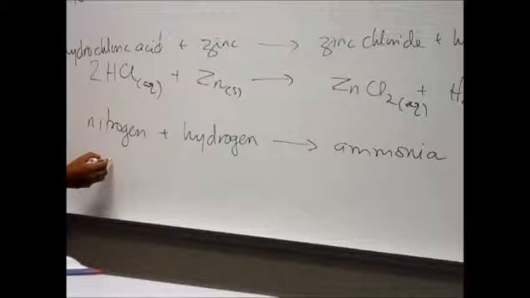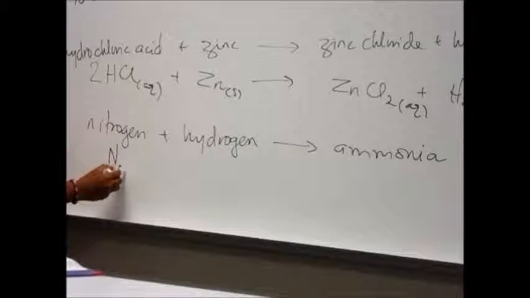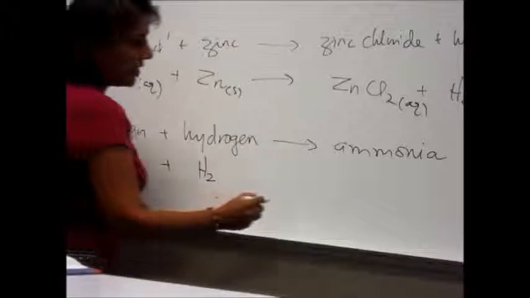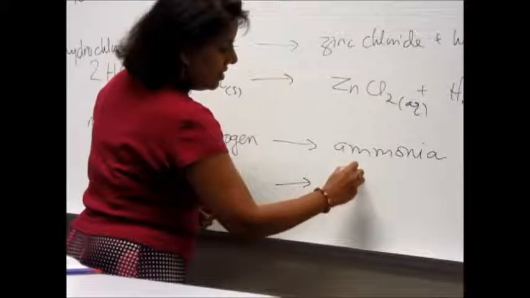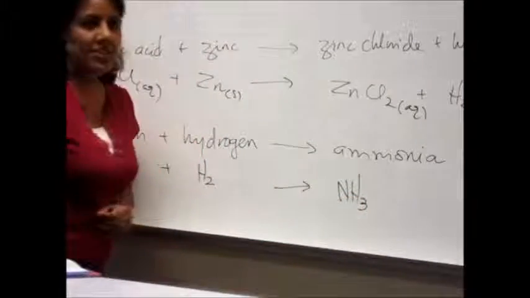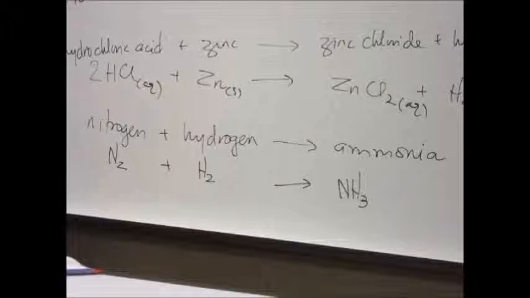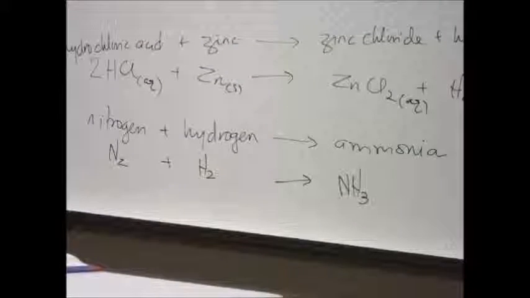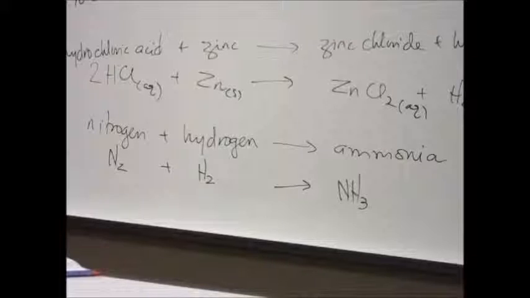And nitrogen is? Hydrogen is? H2. And ammonia is? NH4. NH3. Ammonium is NH4. Ammonia is NH3. Ammonium is NH4 plus, which is a polyatomic ion. So NH4 plus, that's ammonium. Ammonia is NH3. They come from the same things.